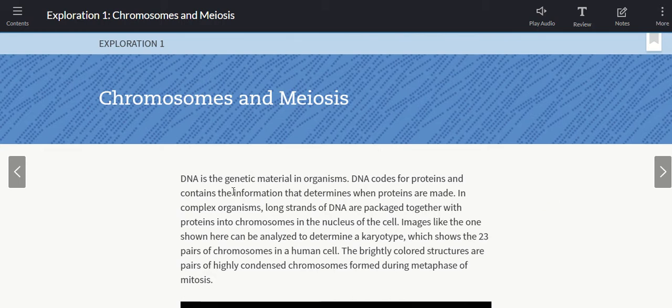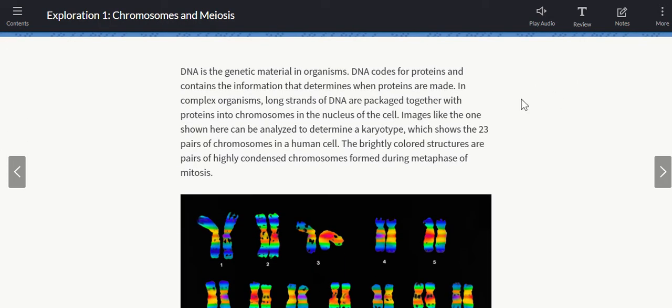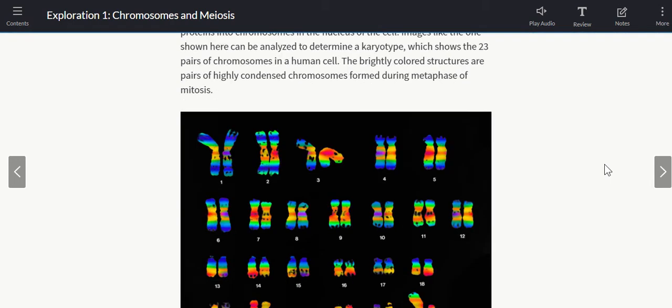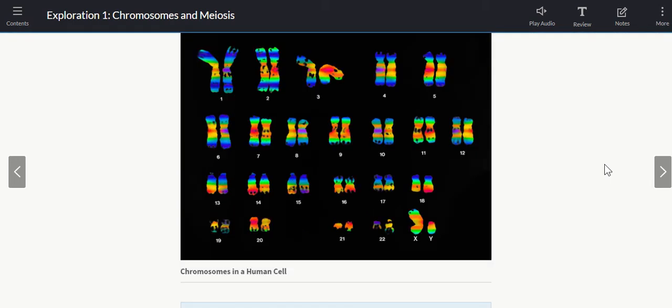As we learned in our last unit, DNA is the genetic material for organisms. We learned that DNA codes for specific proteins and contains the information for how those proteins need to be put together. We also looked at how DNA is packaged into smaller structures that we call chromosomes. Now, these chromosomes differ from organism to organism, but within the same species, they all follow a similar size and shape. And so, for example, this picture right here is what we call a karyotype.